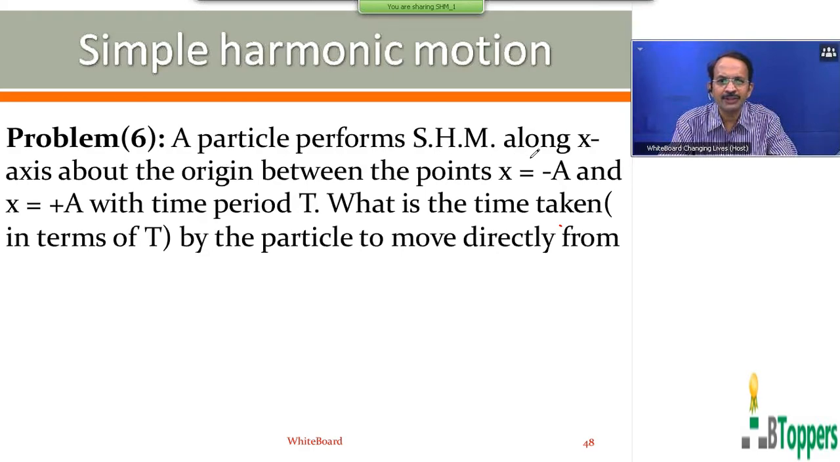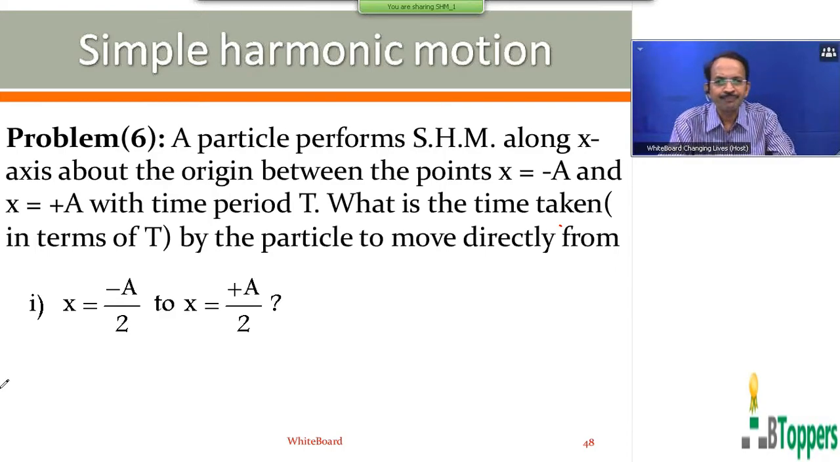The particle performs SHM along the x-axis about the origin between the points x equal to minus A and x equal to plus A with the time period capital T. What is the time taken, in terms of capital T, by the particle to move directly from x equal to minus A by 2 to x equal to plus A by 2?